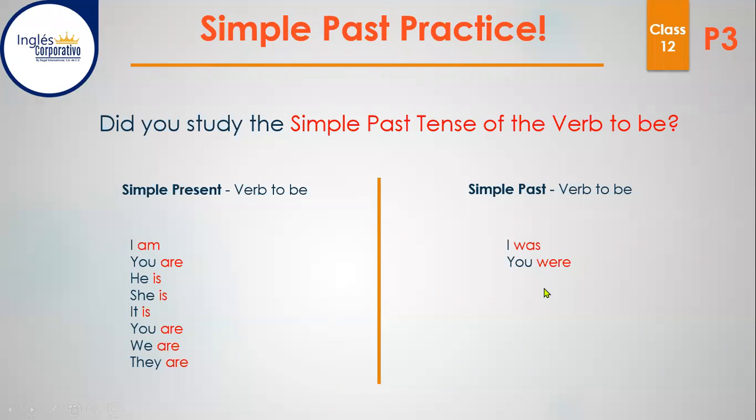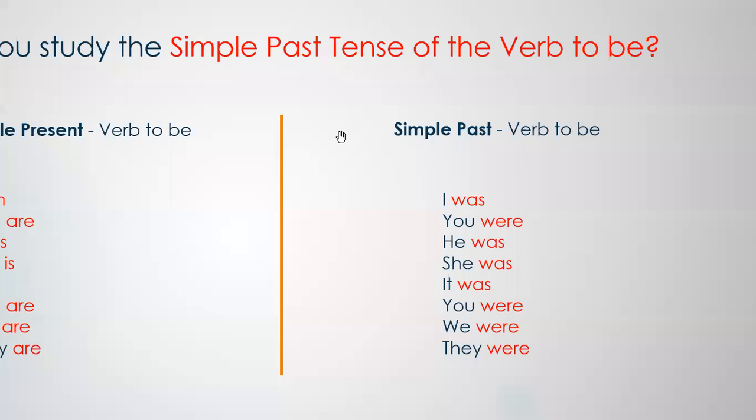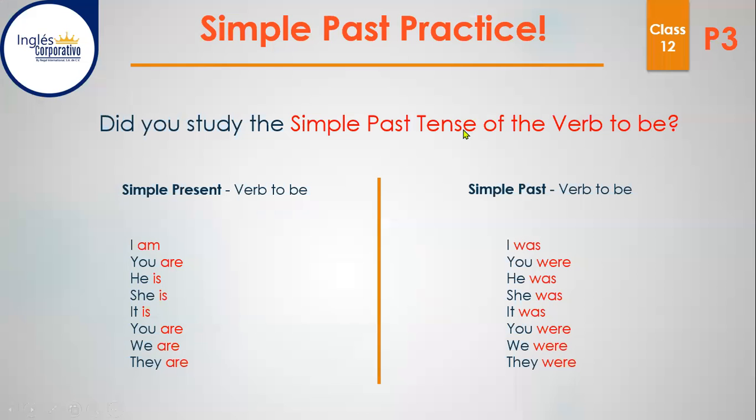Next one. He was. He was. Continue. He was. It was. Correct. You were in. We were. Finally, they were, correct. Okay, if you check in the simple past of the verb to be, only two. Okay, is reduced to two only. Se reducen a dos nada más. Okay, in the simple past.